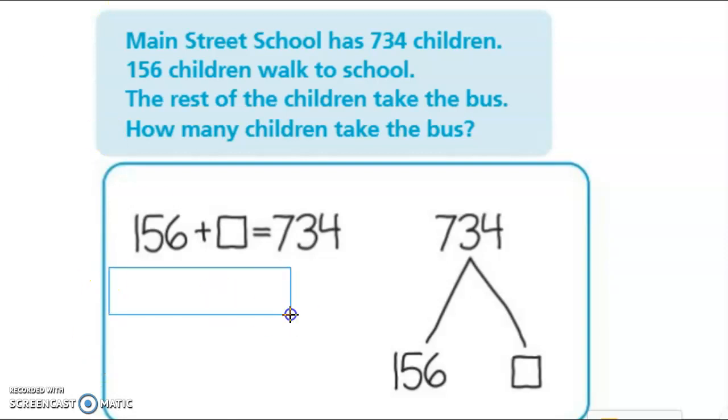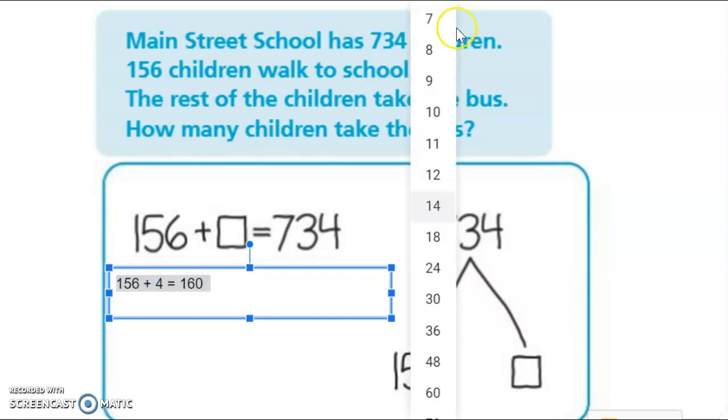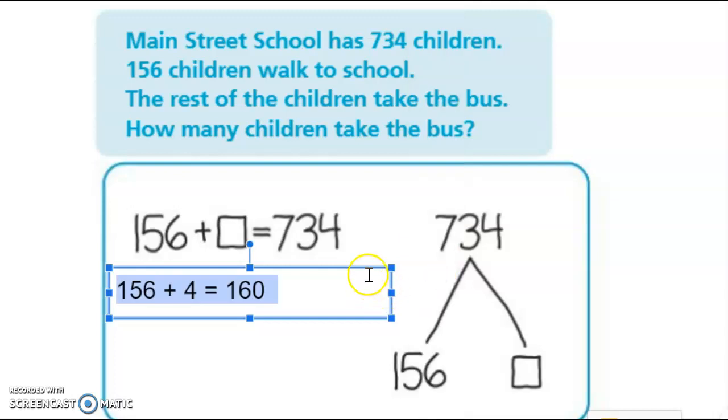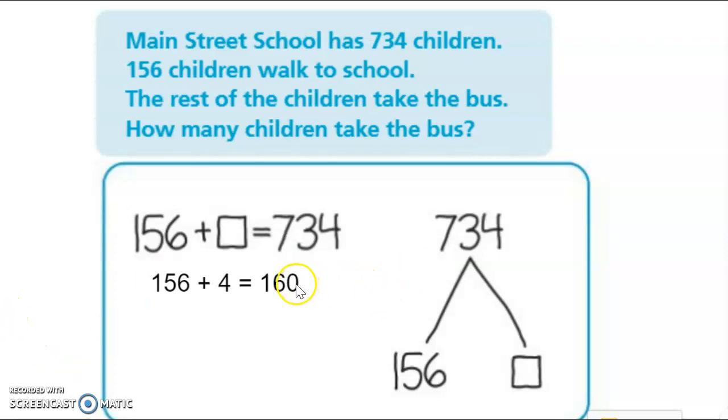So this is what I would write in my notebook to get me started. 156 plus 4 equals 160. Now, if I look at this equation, did I get to my total yet? No, I'm only at 160 children, and I need to get to 734 children. So I want you to keep adding up until you get to our total. Go ahead and pause the video.